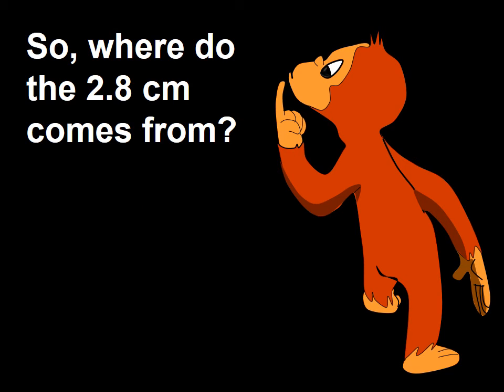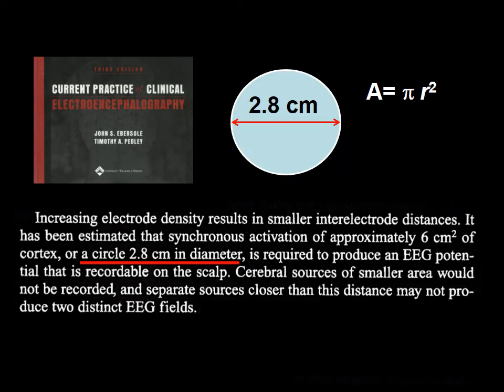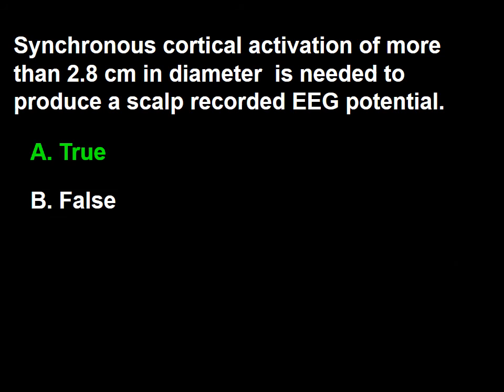So where do the 2.8 centimeters come from? From this book, from this paragraph, and from the fact that the area of a circle with a diameter of 2.8 centimeters has an area of about 6 square centimeters. So the answer to this question is A.